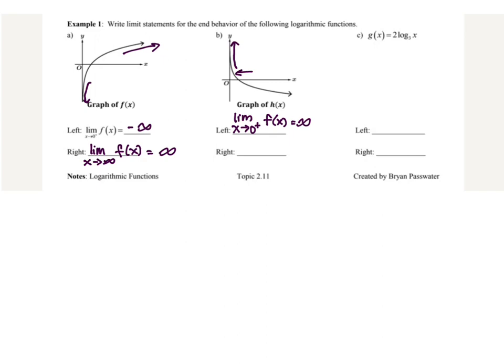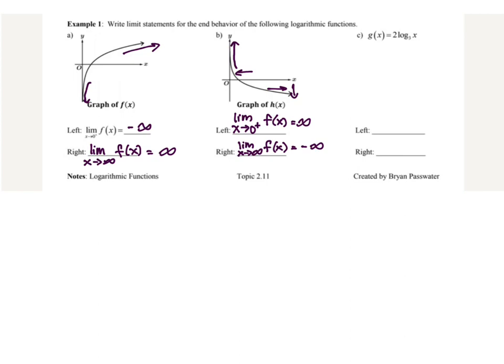Which way am I going with this tail? To the right. The limit as x goes to what? Positive infinity of f of x goes to negative infinity, because it's going down. The log would be on top, and then 3 is greater than its growth. Okay.